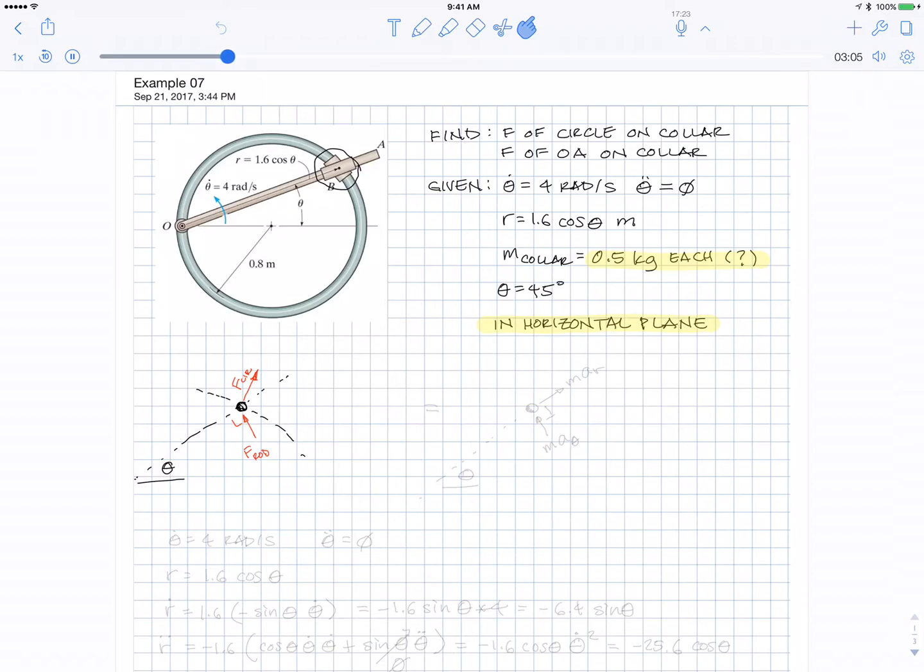There's no weight. There's actually weight going down into the paper and a normal force coming up out of the paper, but we don't have to worry about it. And as usual, that all equals the mass times acceleration diagram. And so it means that we have M a radial, and we have M a transverse, or theta.